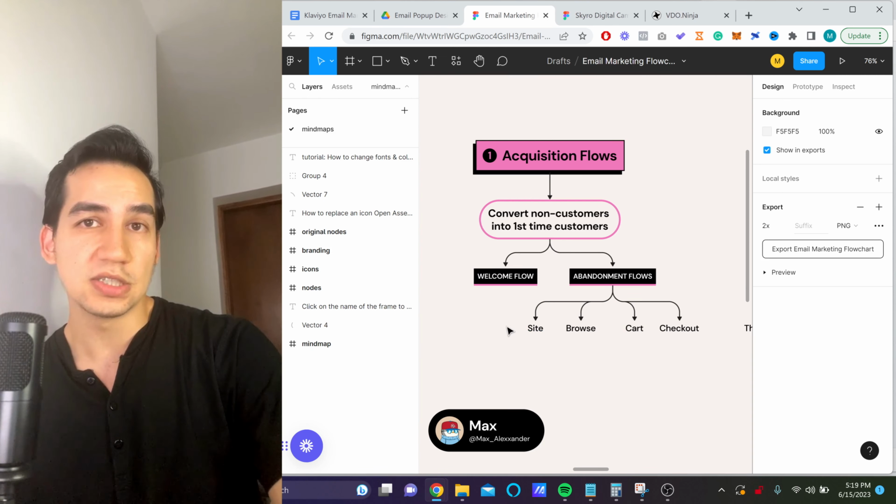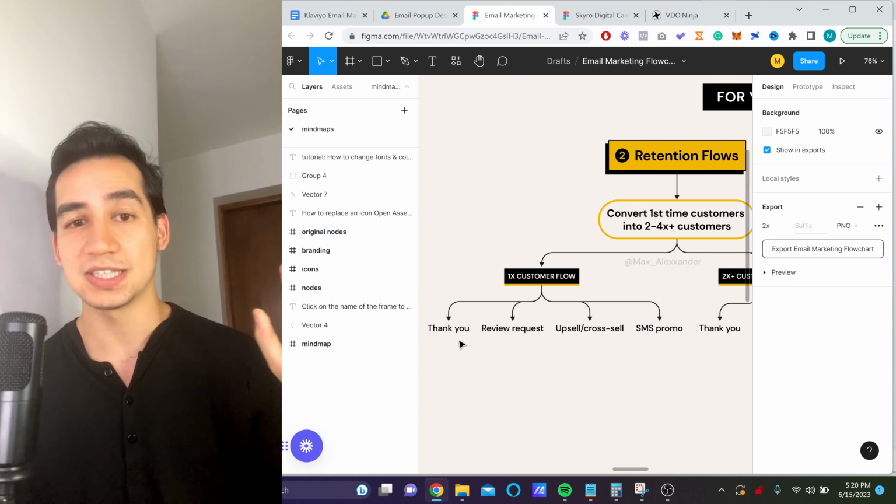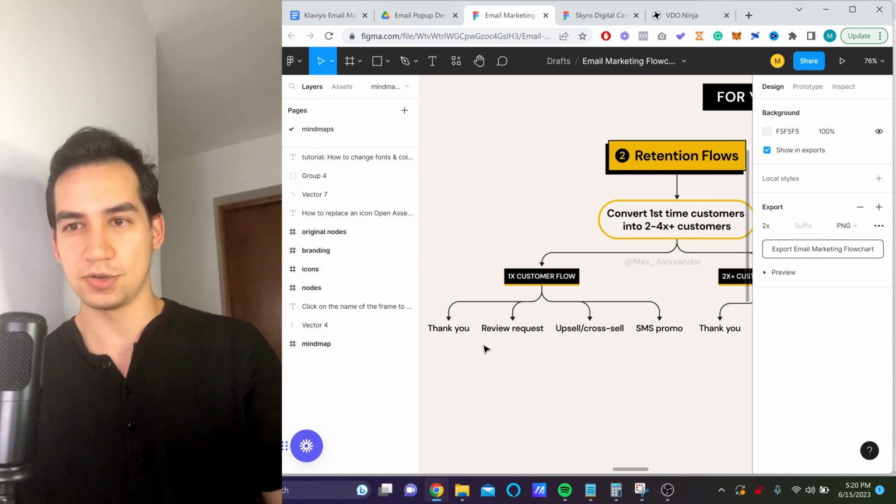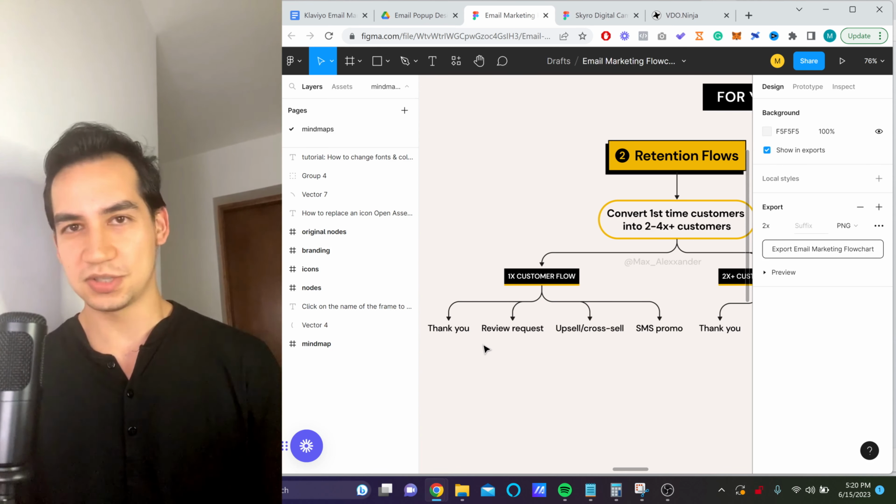So on this one here, we have our 1x customer flows. These are people who are new customers. They just purchased from you and they haven't yet experienced your brand. So you're going to be sending typically these types of emails. Customer thank you, this is just a plain text thank you note, basically thanking them for their business.